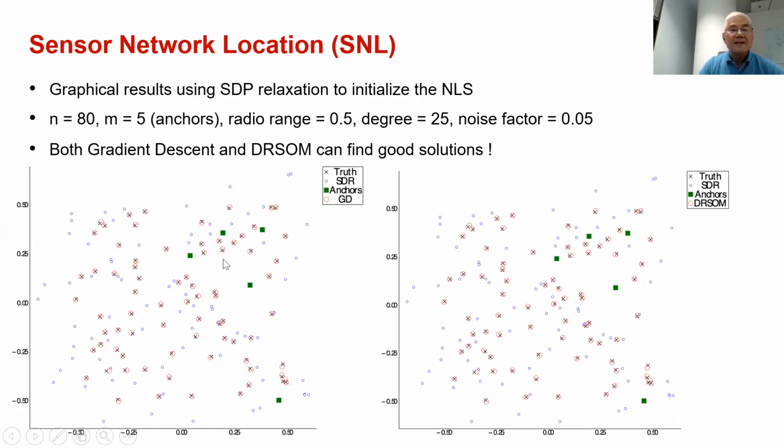What is this? The cross is the true position. Green is the anchor's position. The red circle is computed by the gradient method. If the red circle contains the cross, that means you're finding a global solution for this problem. This is DR-Tseng. Same thing: the cross is the true position, and the red circle is computed by DR-Tseng. Again, because we have a very good initial solution, the first order method and DR-Tseng, the second order method, do not show any difference.